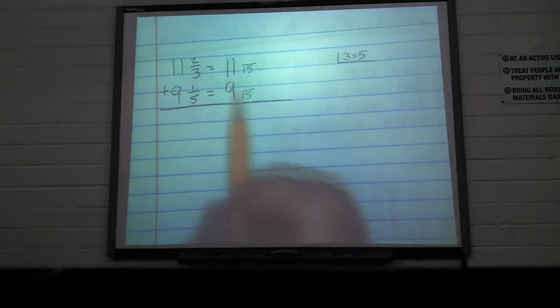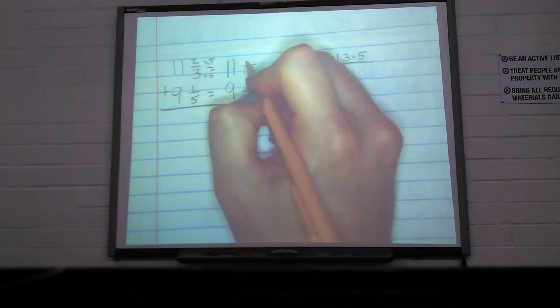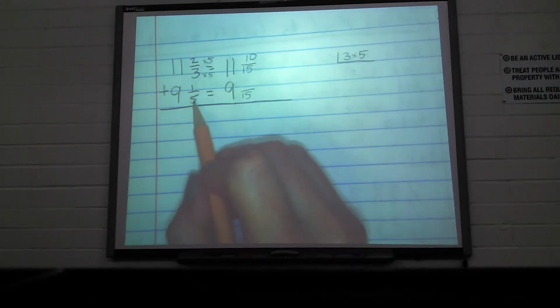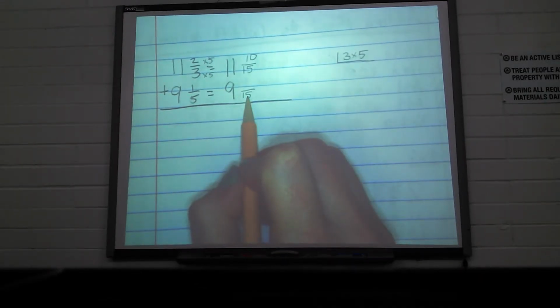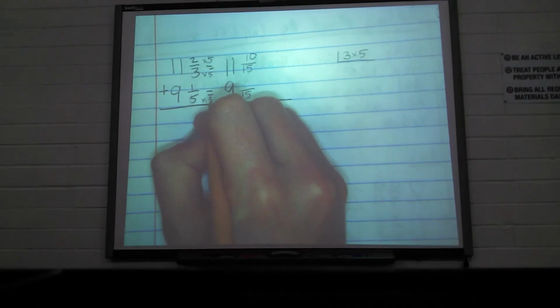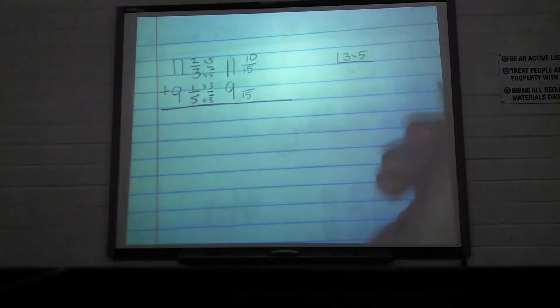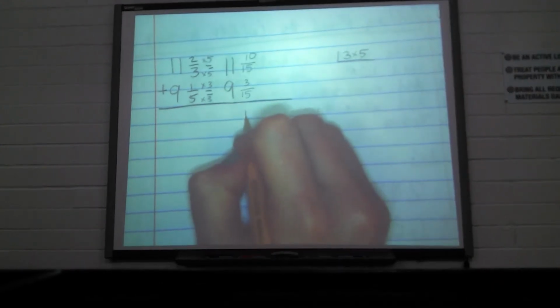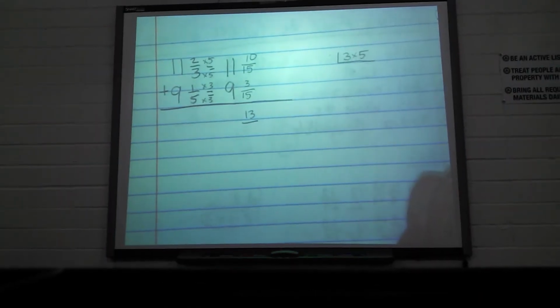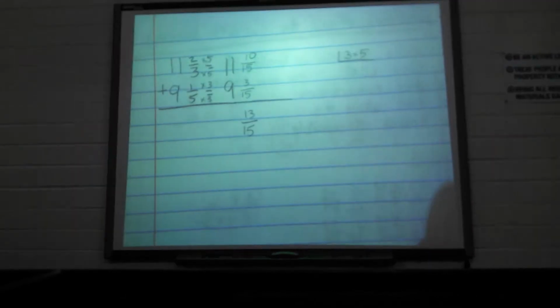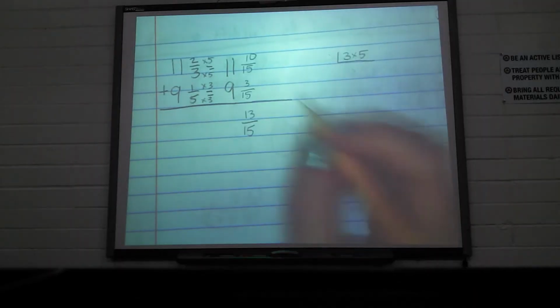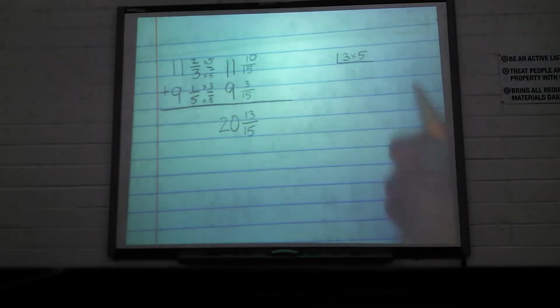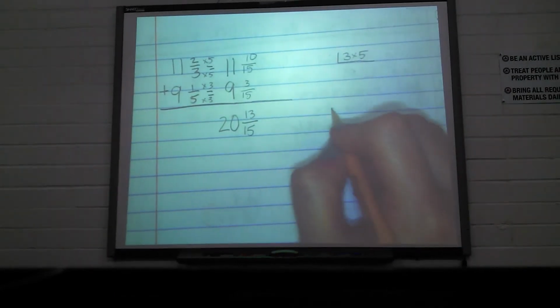Okay. How do I go from 3 to 15? Times 5. Multiply the top times 5. 2 times 5 is 10. How do I go from 5 to 15? That's right. Times 3. Multiply the top times 3. 1 times 3 is 3. 10 plus 3 is 13. Denominator stays the same. 11 plus 9 is 20. Can I reduce 13/15?